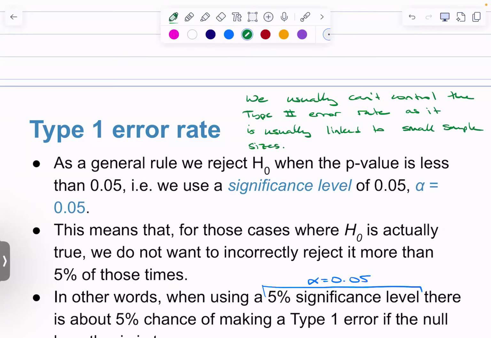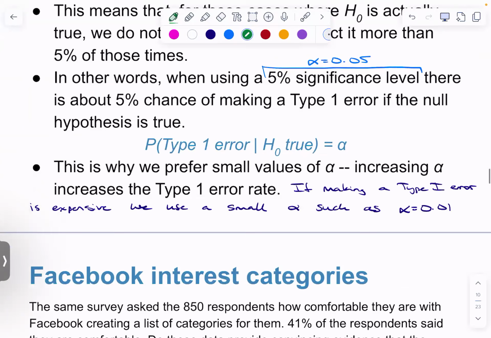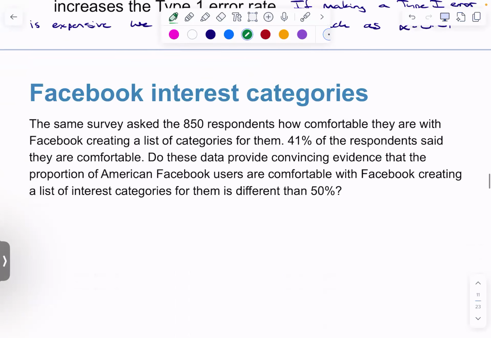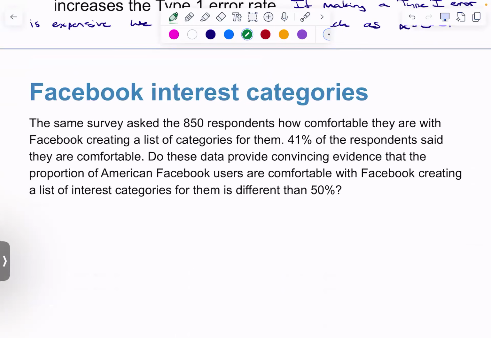Once you've collected your sample, there's a reason you collected that sample size. Maybe you are not able to get a larger sample size, right? And so a type 2 error, we can't really control it. But if you wanted to, you could increase your sample size. But there's a reason you haven't. So I just wanted to make a note because we talk a lot about type 1 errors because we can control them, right?